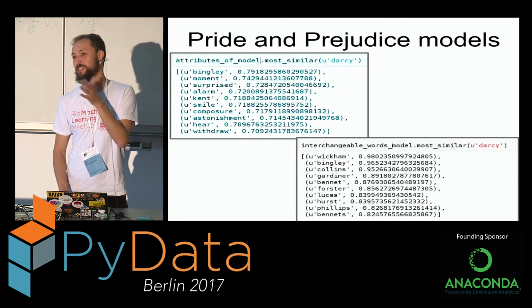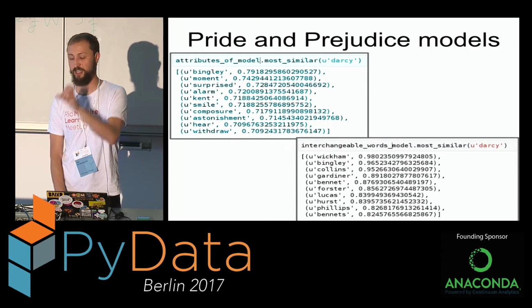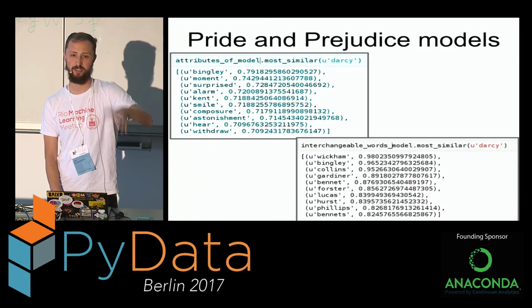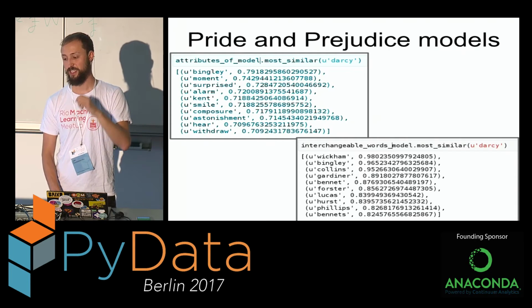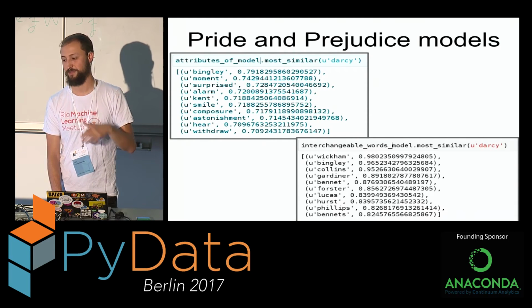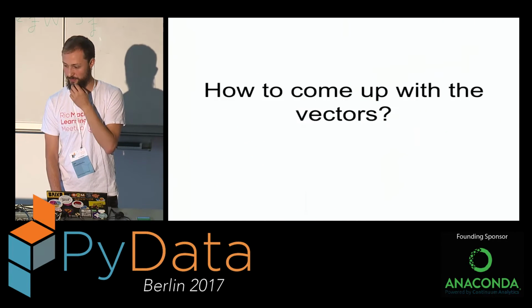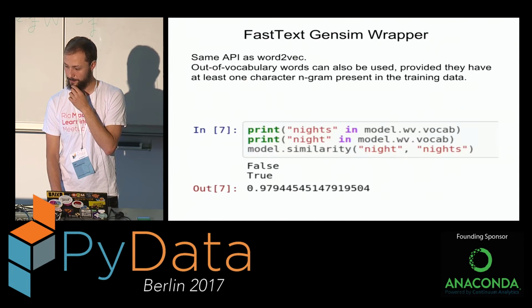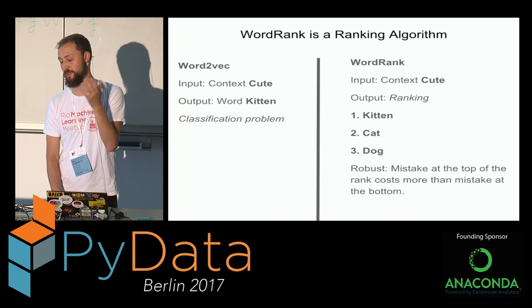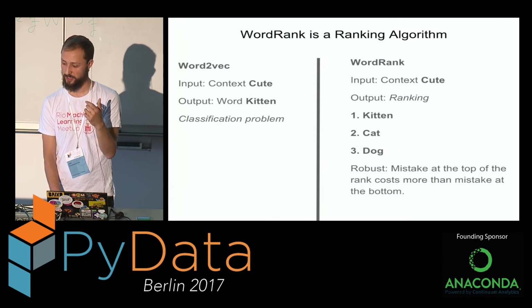And wordrank directly predicts that thing for me. That's the goal of wordrank, to give me the top 10 very well and not care about the rest of them. Word2vec just cares about the top one. And wordrank actually does what I usually use the word embeddings for. Cool. So this is the difference between wordrank and word2vec.